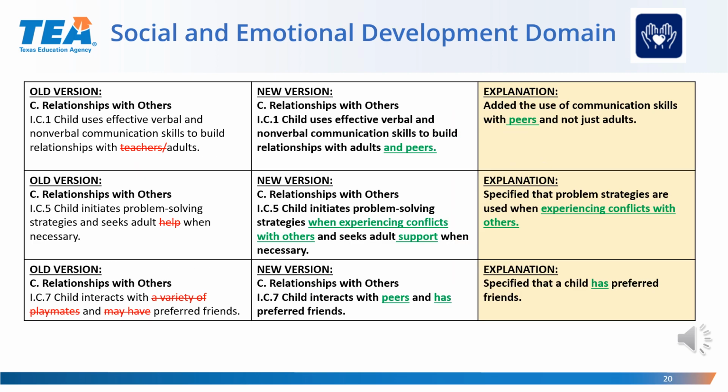Here are the key revisions for the skills section of relationships with peers. 1C1 changes include the addition of the use of communication skills with peers and not just adults. This supports the skill in that communication is also important in building relationships with peers. Changes made to 1C5 include specifying the action of using problem-solving strategies when experiencing conflicts with others and not using problem-solving strategies in general. Changes made to 1C7 specifies that the child has preferred friends and not just may have preferred friends as stated in the 2015 outcome.